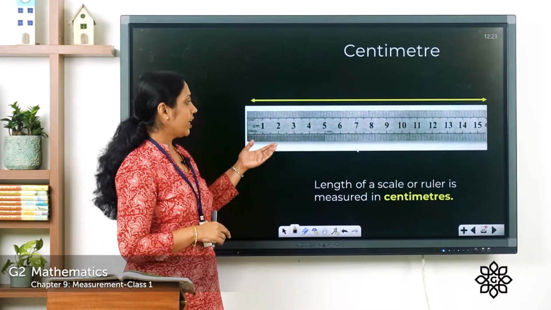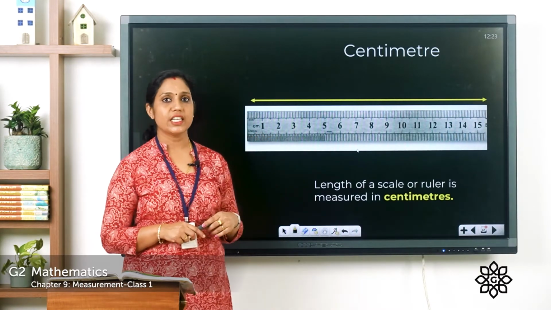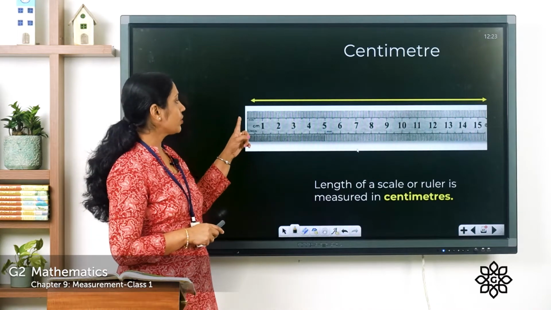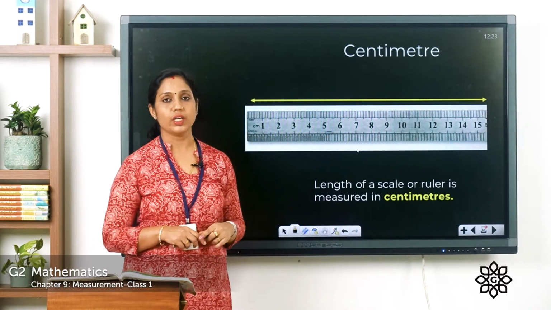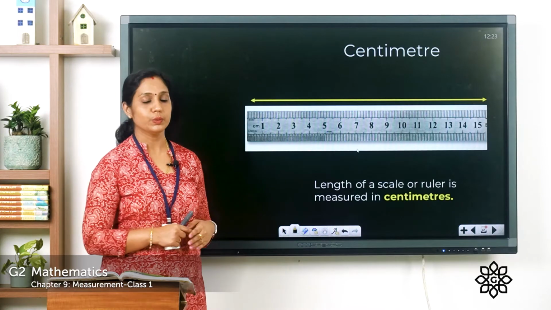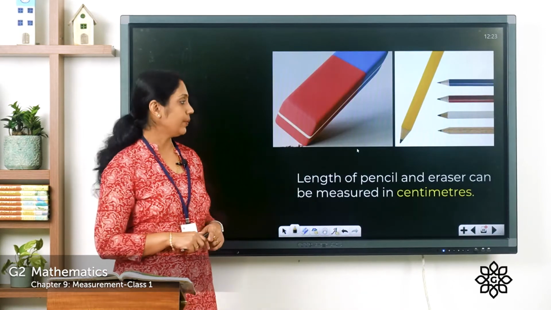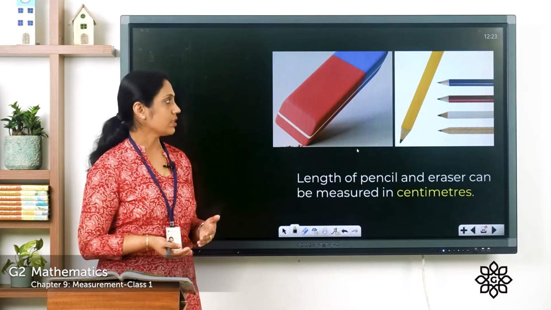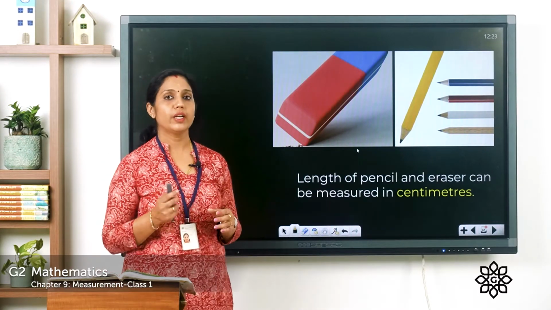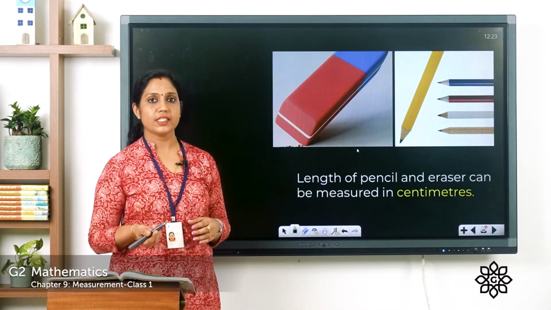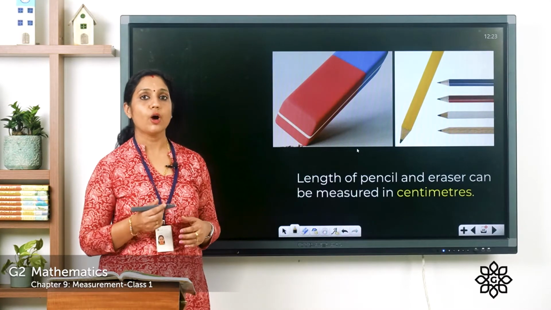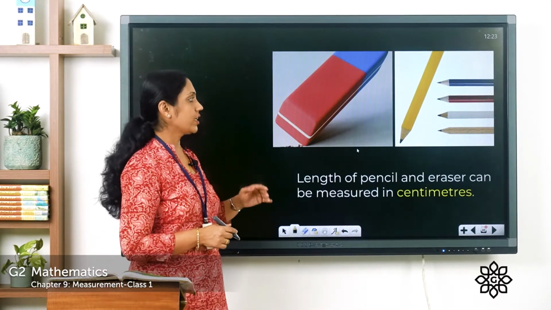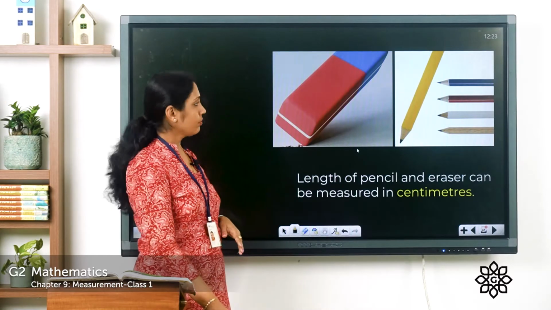The length of a scale or ruler is measured in centimeters. So you can see the numbers from 0 to 15 in this ruler. You can also see it in your ruler. The length of a pencil and eraser can be measured in centimeters. So try to find out by taking your pencil and a scale or a ruler. You can see how many centimeters your eraser or pencil is.